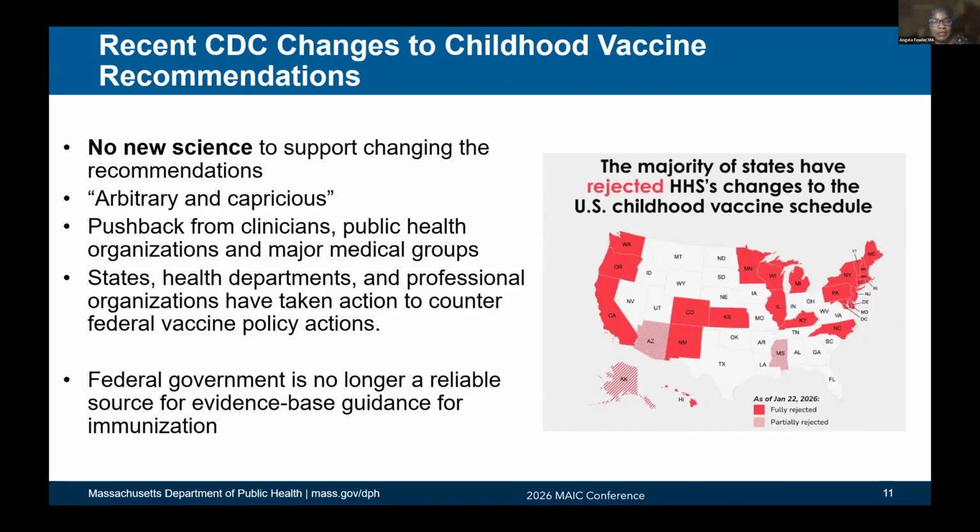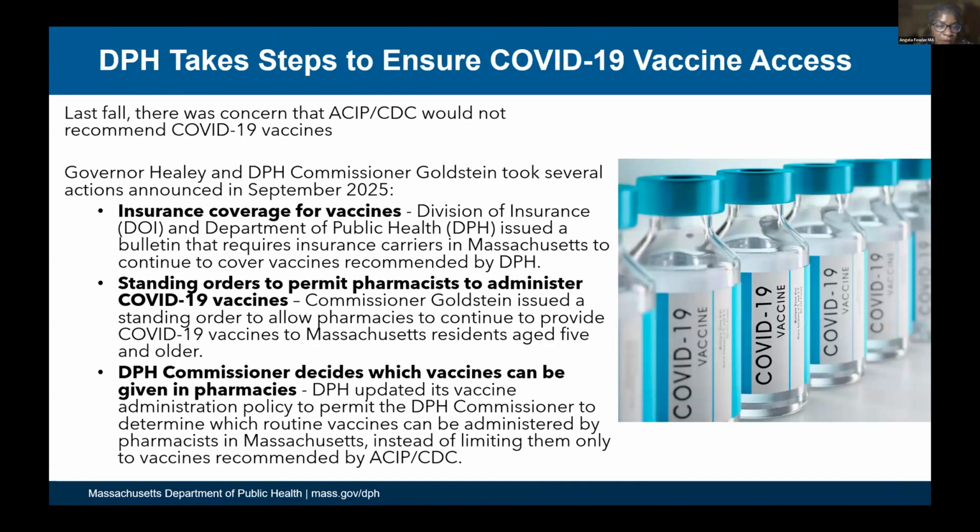So what DPH has taken a number of steps. One was around COVID-19 vaccines. Last fall, after the FDA limited the licensing for COVID-19 vaccines, we were concerned that the ACIP would not recommend COVID-19 vaccines at all. They ended up doing that, but we took some actions preemptively.